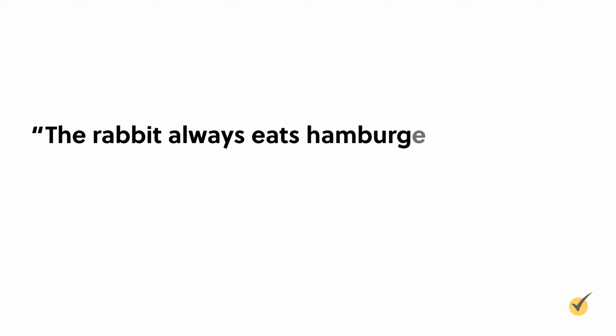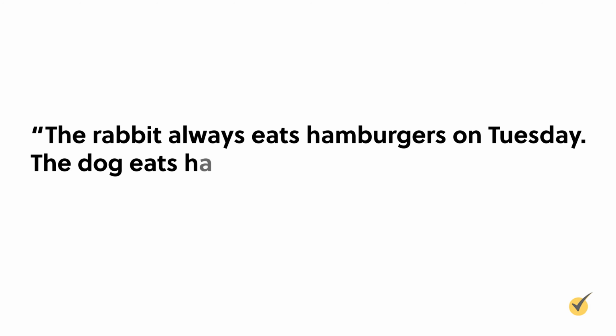One option is to completely separate the clauses into two distinct sentences using punctuation, which are marks used to clarify meanings by dividing sentences and sentence elements. The result may look something like this. The rabbit always eats hamburgers on Tuesday. The dog eats hamburgers too. Here we have two complete sentences separated by a period. Each sentence is an independent clause that can stand on its own, and there's no confusion about elements from each sentence and how they influence each other.